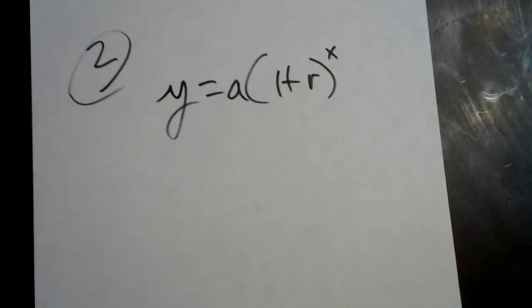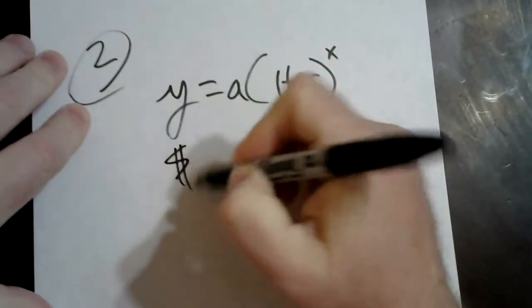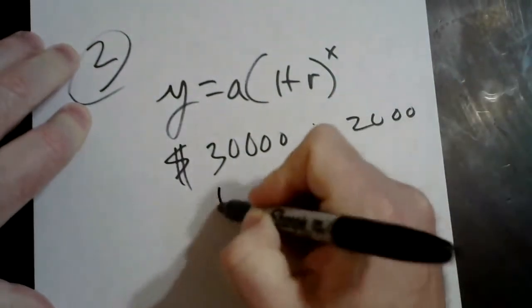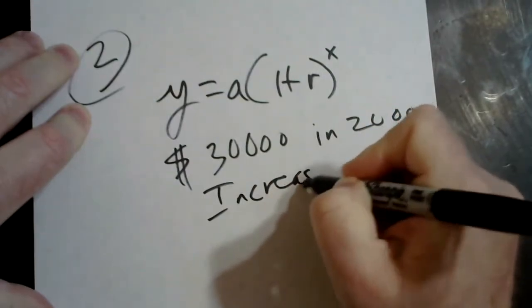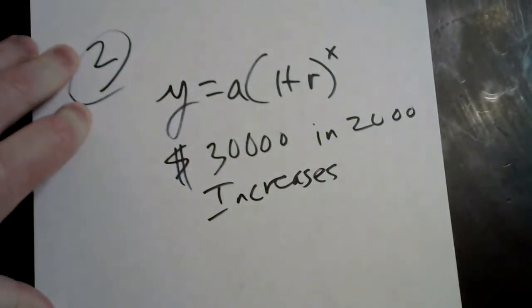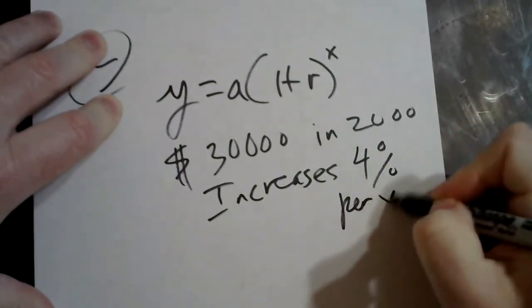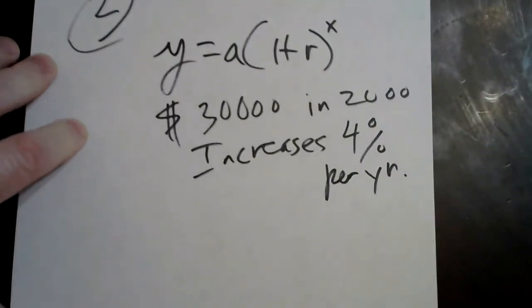And this one says, suppose the retail price of an automobile is $30,000 in 2000 and that it increases 4% per year. So this car costs $30,000 in the year 2000. But it increases, and we're talking about the cost, 4% per year. All right. Write the equation of the exponential function that models the retail price of the car t years after 2000.